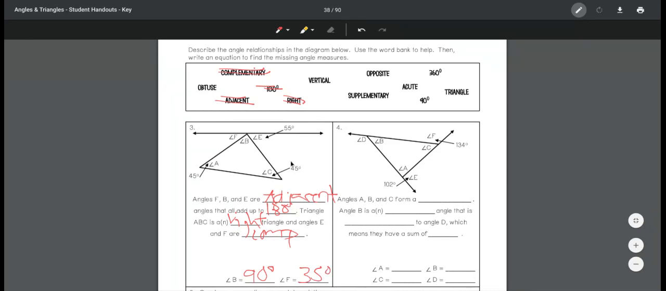And then our next question. So we've done those. We are moving on to number 4, where we have similar questions, but a different layout here. First, angles A, B, and C form a blank. We are looking at angles A, B, and C, and we know that those three form a triangle because each endpoint of an angle is connected by another one in those three. So we are going to put in this blank triangle.